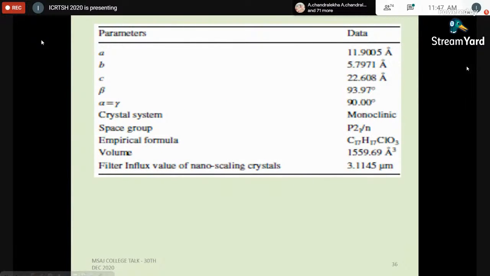Yeah, these are the parameters. It is a monoclinic system. Alpha and gamma are the same, beta is said to be different. It has some empirical formula, and the influx for the nanoscaling is 3.1145, from which we identify the filter properties. Filter applications of the material can be identified with this.